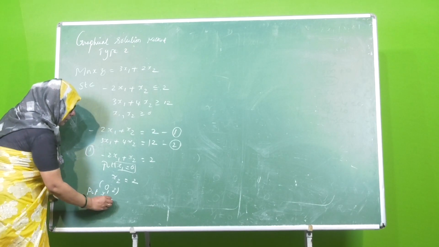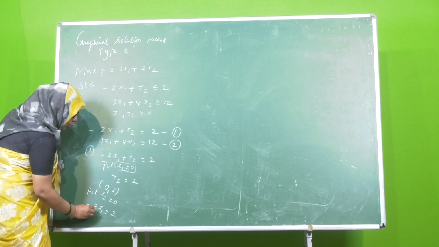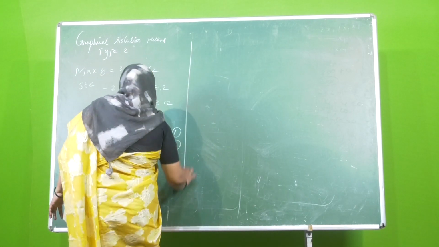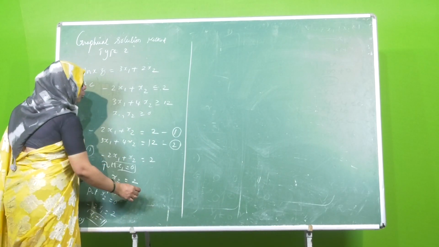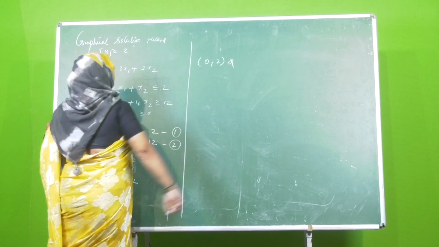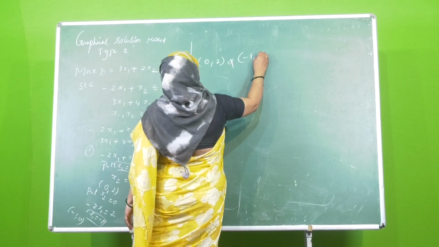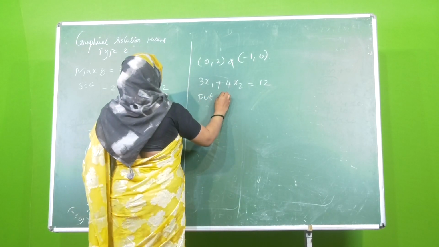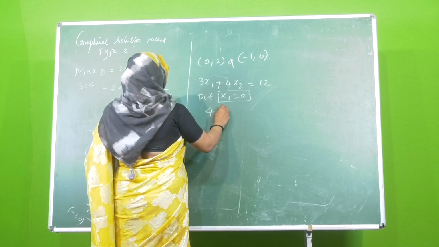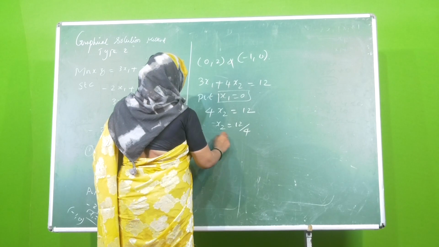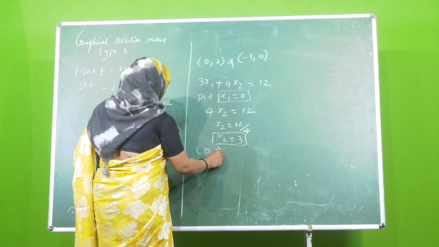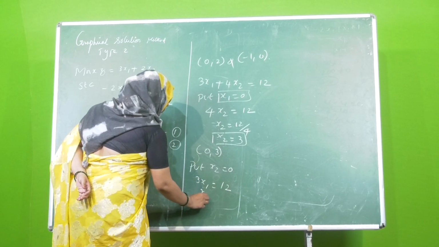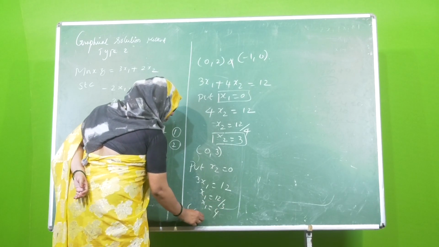And put x2 equal to 0, that is minus 2x1 is equal to 2. So x1 is equal to minus 1, that is (minus 1, 0). So what are the pair of points in equation 1? (0, 2) and (minus 1, 0). Now equation 2, 3x1 plus 4x2 is equal to 12. Put x1 equal to 0, so x2 is equal to 12 by 4, x2 is equal to 3, that is (0, 3). And put x2 equal to 0, that is (4, 0).